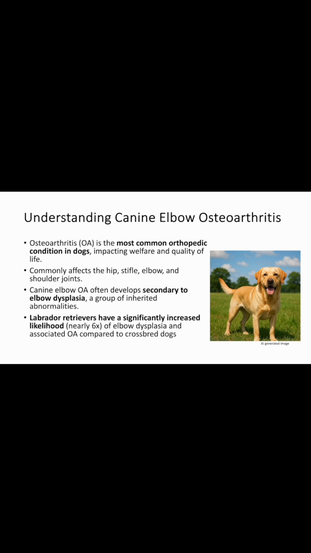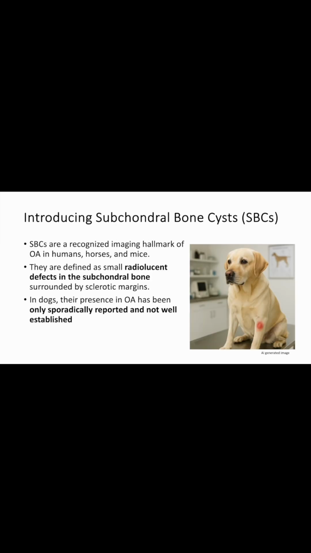Notably, Labrador retrievers face a nearly 6 times increased likelihood of elbow dysplasia and associated osteoarthritis compared to crossbred dogs. While subchondral bone cysts are a recognized imaging hallmark of osteoarthritis in humans, horses, and mice, their presence in dogs has been only sporadically reported and not well established.